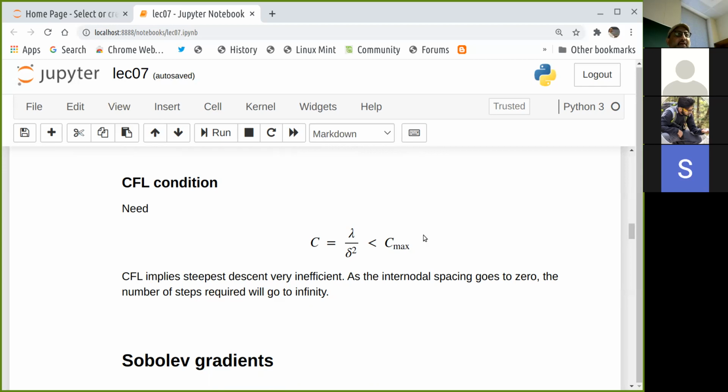Okay, so if you have this problem of the CFL condition, as the internodal spacing goes to 0, that is, your delta becomes very small, the number of steps required will go to infinity. Okay, so steepest descent is very bad. Except, well, there's a reason I taught it to you, right? There's a way around the CFL condition.